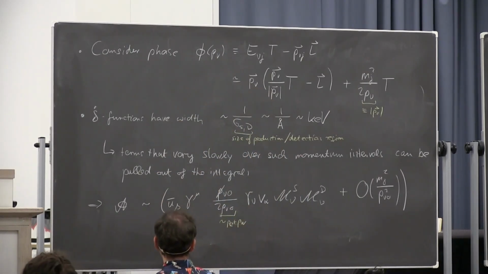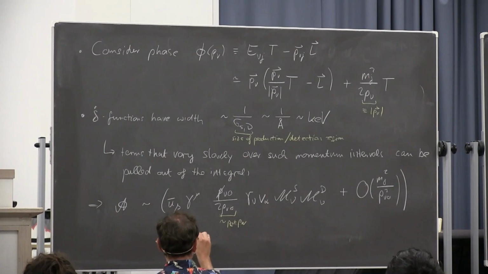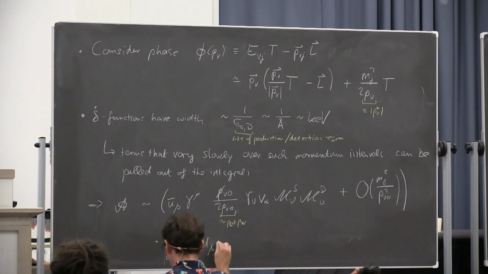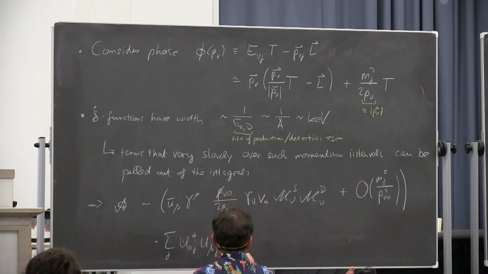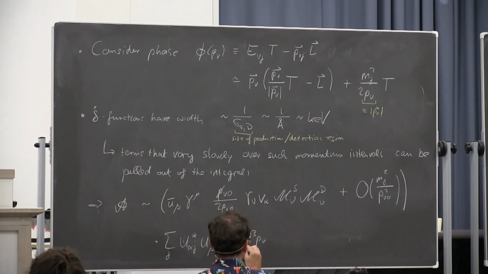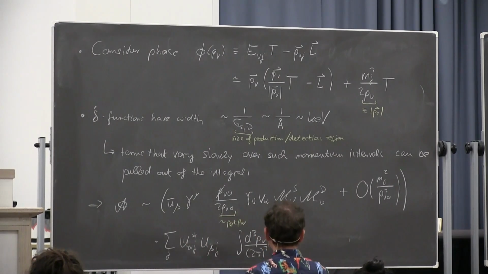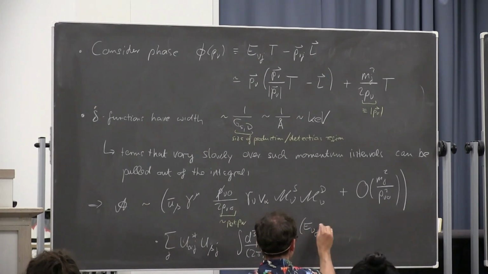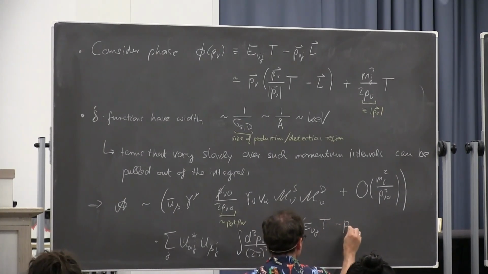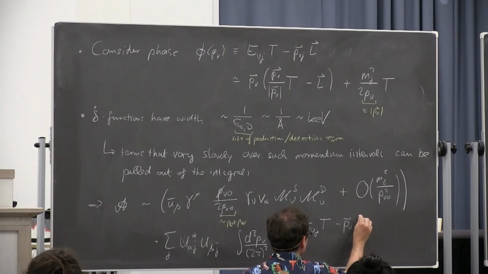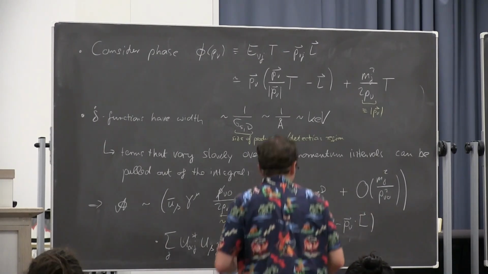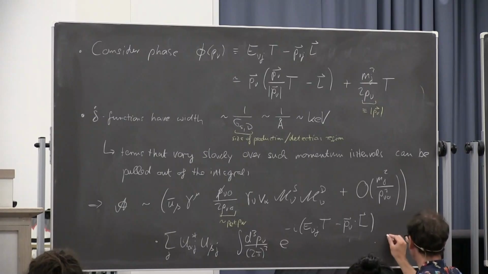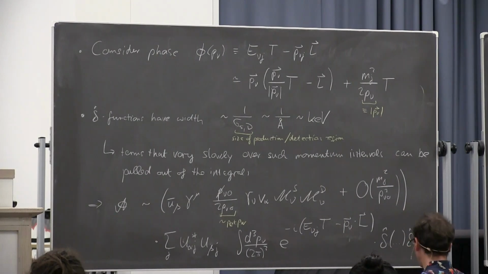Then I have my sum over j, u alpha j star, u beta j. And now I have my three-momentum integral with the remaining terms, those that are not slowly varying. That is in particular the exponential, the phase factor, minus i e nu j times t minus p nu times L. And I have the two approximate delta functions. So I'm just going to write this as the two approximate delta functions.